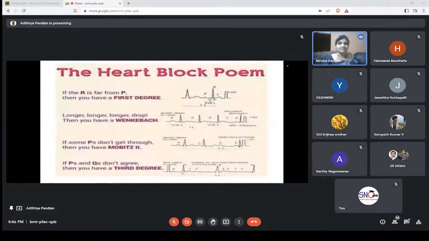This heart block poem, I'll put up later. The time is getting late. Another 5 more minutes, I'll just try to rush up. Next slide, please.